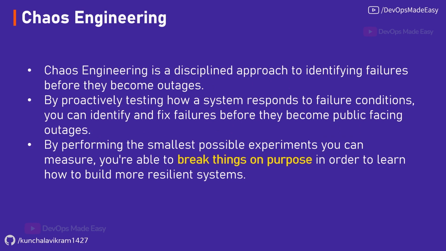What is chaos engineering, then? Chaos engineering is an approach to identify failures before they become outages. By proactively testing how a system responds to a real failure, you can easily identify and fix those failures before they become real outages.